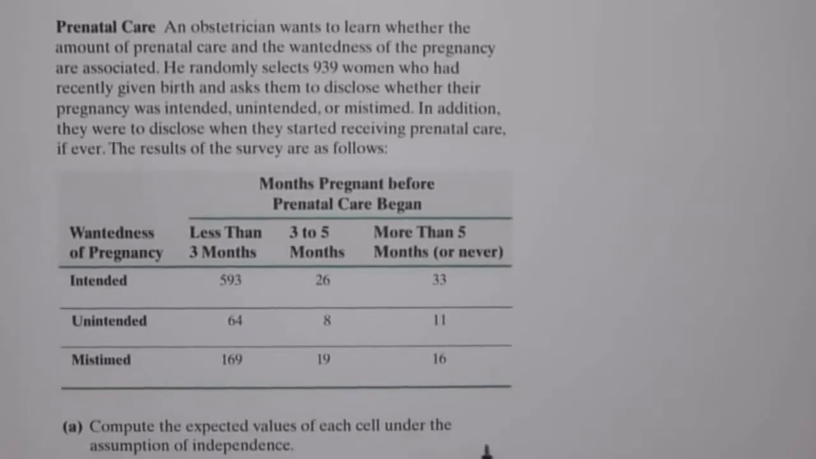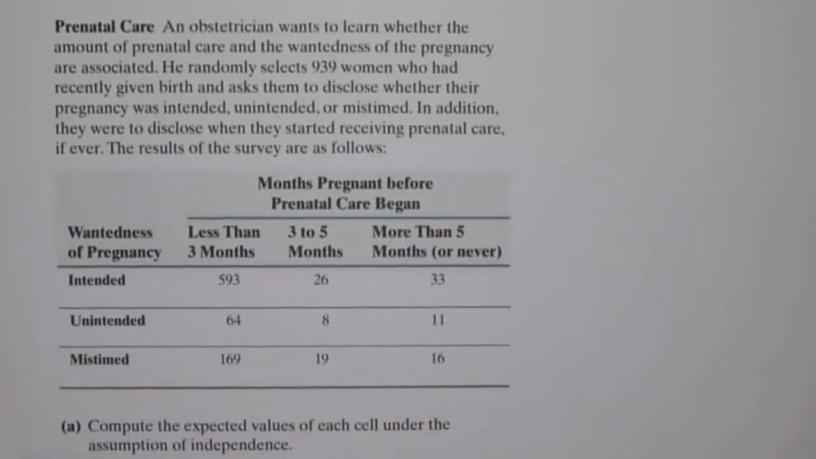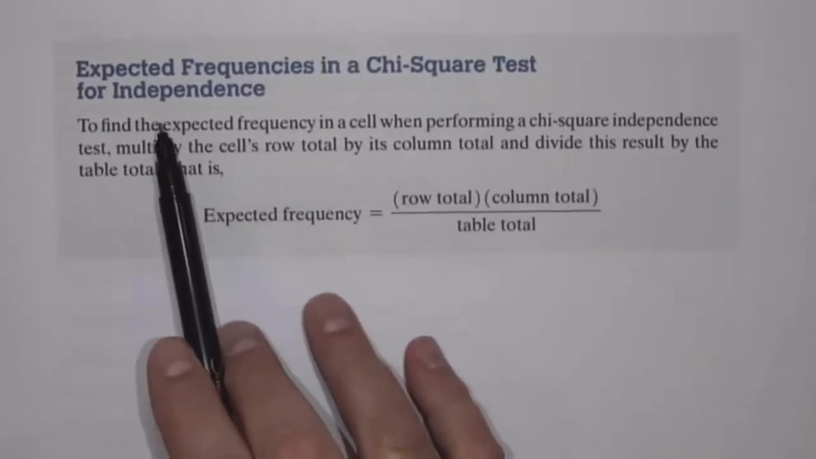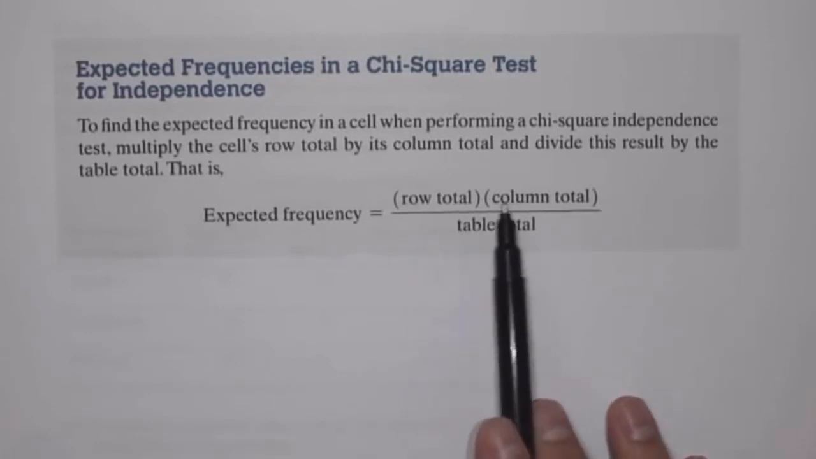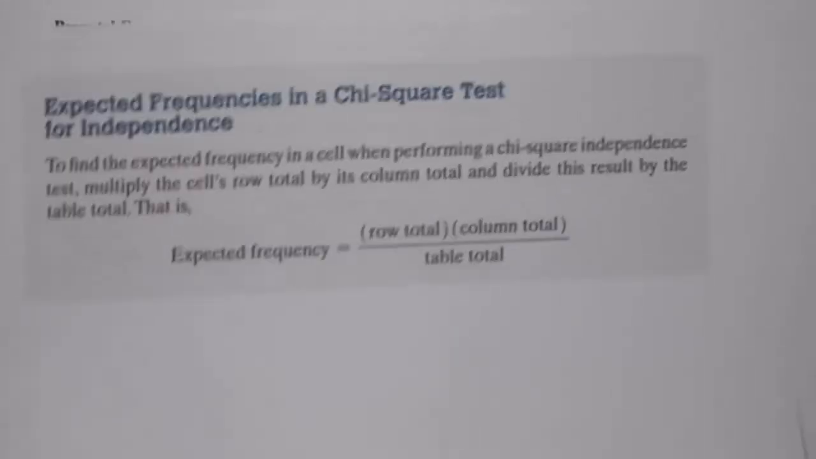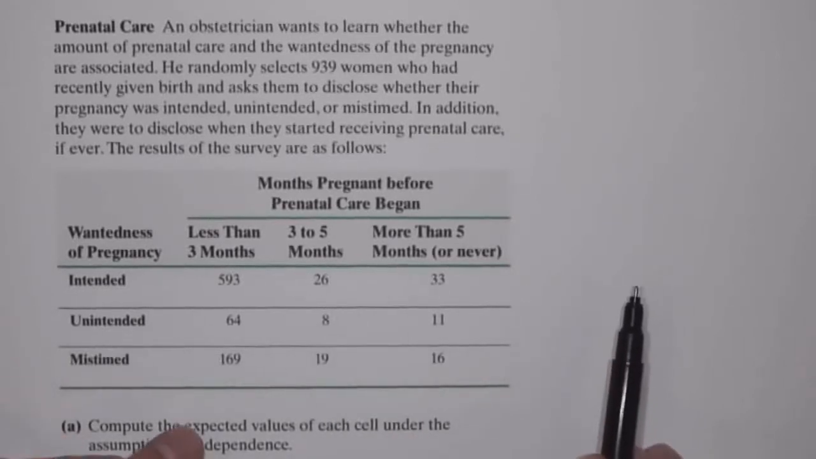So we want to compute the expected values in each cell under the assumption of independence. So assuming that the row variable and the column variable are independent of each other, not associated, then we want to compute the expected values. And that is what we saw with this formula. Assuming that we have independence, we're going to calculate the expected frequencies by taking the row total times the column total divided by the table total. So the first thing we're going to have to do is figure out the totals.